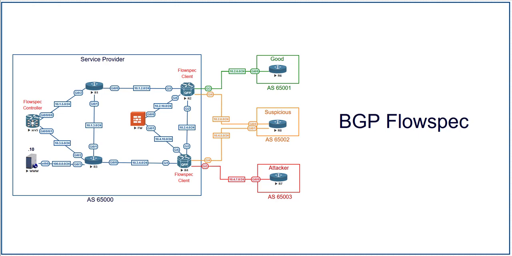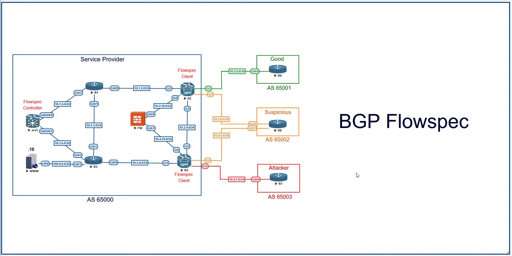Let's talk about the BGP Flowspec configuration. As you can see, we have a service provider, and inside of this service provider, like the RTBH, we have a controller. We call it Flowspec controller, and also we have two Flowspec clients, router 2 and router 4. And also we have three customers: good, suspicious, and attacker. What is the goal of this scenario?